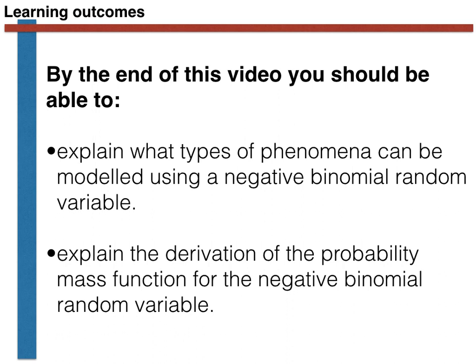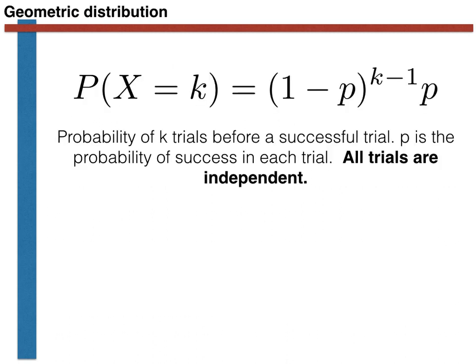Before getting on to that, however, let's first briefly review what we have learned about the geometric random variable, because there is a relation between this type of random variable and the negative binomial random variable. In fact, the geometric random variable can be thought of as a negative binomial random variable with a particular set of parameters. The probability mass function for the geometric random variable is given on this slide. This probability mass function gives the probability that the first success in a series of identical Bernoulli trials will be on the kth trial. Furthermore, it is assumed that all these trials are independent.